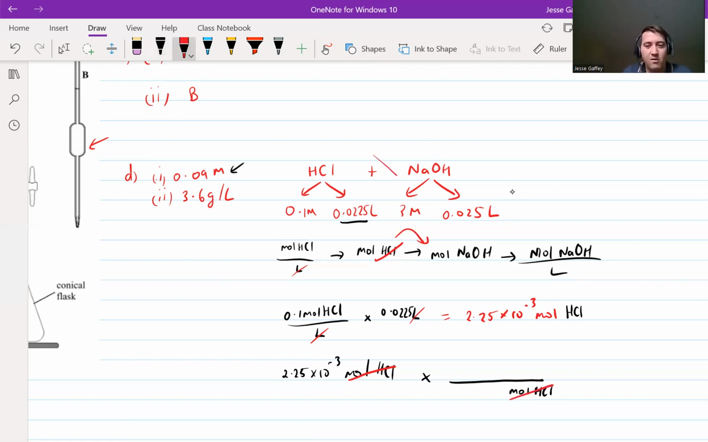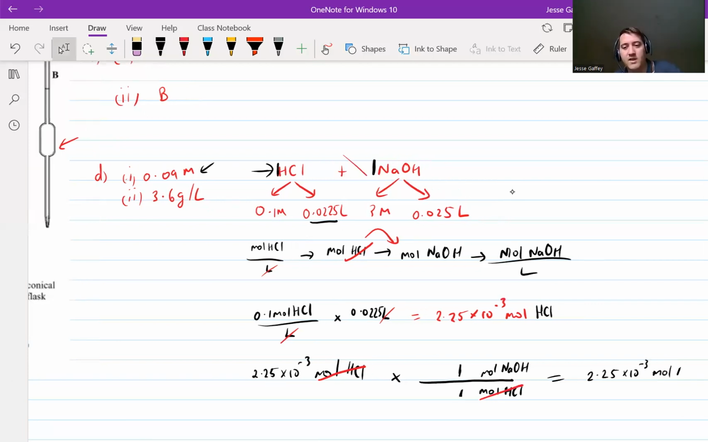And that means I want moles of NaOH in my numerator. Go up to my reaction here, and I see that it's 1 mole of HCl for every 1 mole of NaOH. So it's 1 to 1 is the ratio here. And that gives me the same number again, 2.25 times 10 to the minus 3. But now it's not moles of HCl anymore, it's now moles of NaOH. All right, I'm nearly there. I've got moles of NaOH.